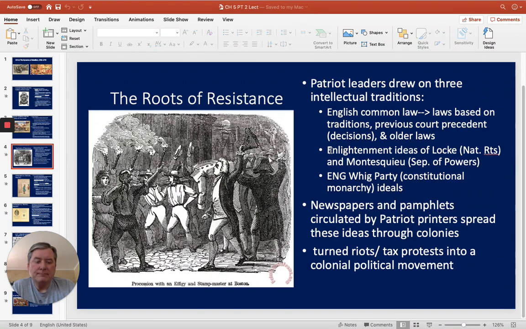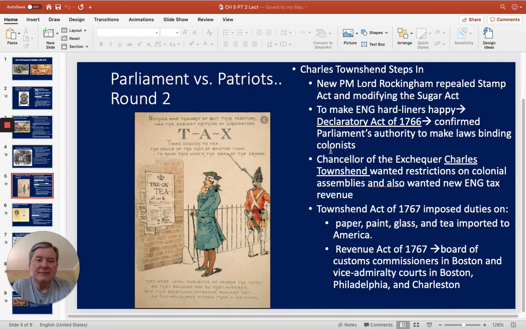Okay? So, moving on, we go to the Declaratory Act, which comes out of Parliament in 1766. They had repealed the Stamp Act because the colonists were so upset about it. But on the back end of that, the Prime Minister of England, Charles Townshend, put this Declaratory Act that said that Parliament does have the authority to make laws that are binding on the colonists, which the colonists do not like at all, because the colonists think that the colonists should rule themselves, if you recall.